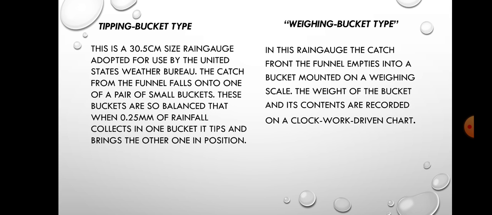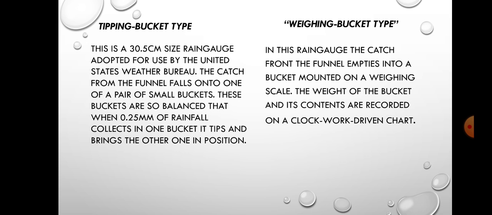The following are some of the commonly used recording rain gauges. First, the tipping bucket type, a 30.5 cm size rain gauge adapted for use by the United States Weather Bureau. The catch from the rainfall falls onto one of a pair of small buckets. These buckets are so balanced that when 0.25 mm of rainfall collects in one bucket, it tips and brings the other into position.